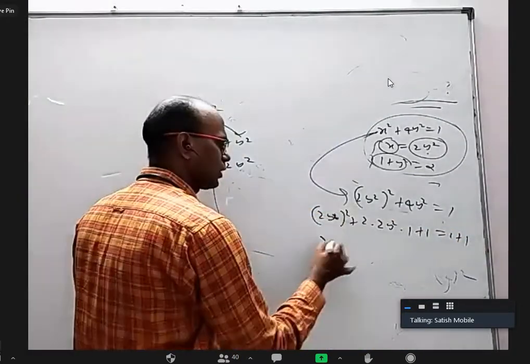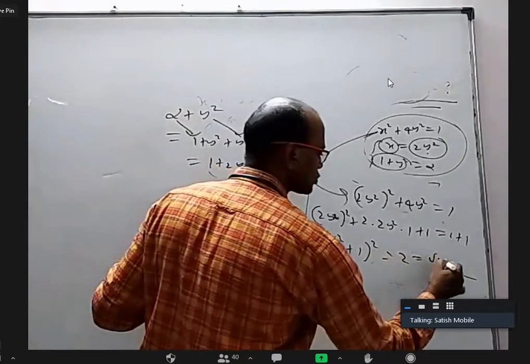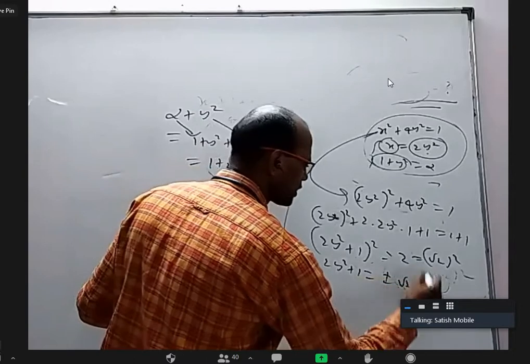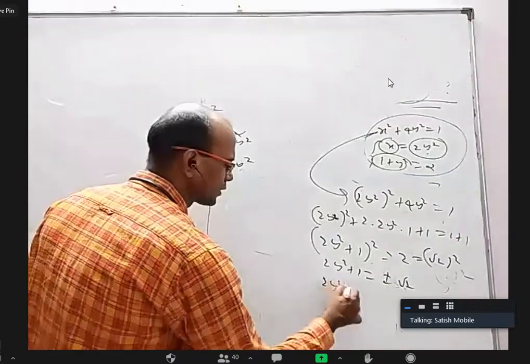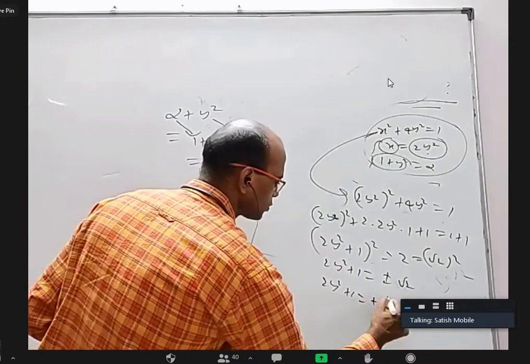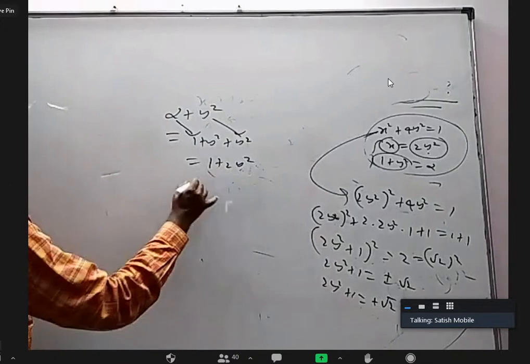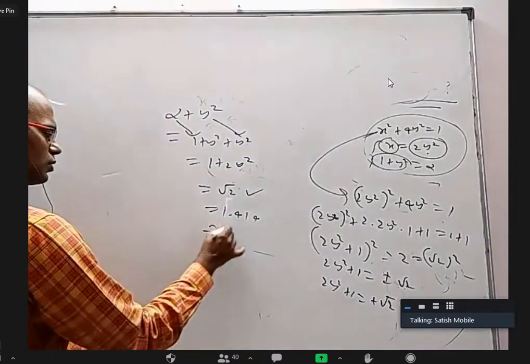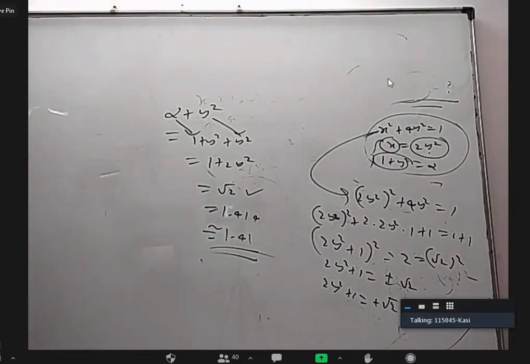This is a perfect square: 2y square plus 1 whole square equal to 2, which is root 2 whole square. I'll get 2y square plus 1 equal to plus or minus root 2. But 2y square plus 1 can't be negative, so only plus root 2 is correct, minus root 2 is not correct. So this 1 plus 2y square is root 2, which is 1.414, which is approximately 1.4. Is it okay now?